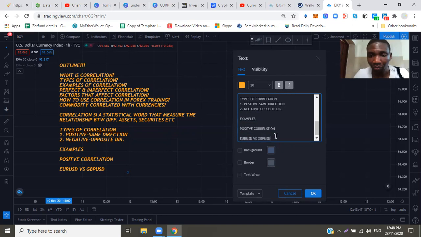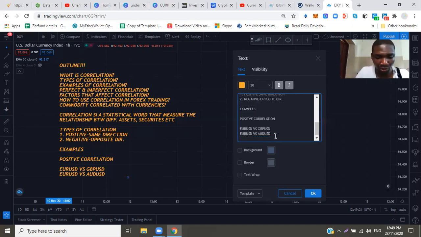Euro USD versus AUD USD. These are assets that are positively correlated, which means that when Euro USD is going in an upward direction, is buying, GBP USD will be buying most of the time. When Euro USD is selling, GBP USD and AUD USD will be selling most of the time.